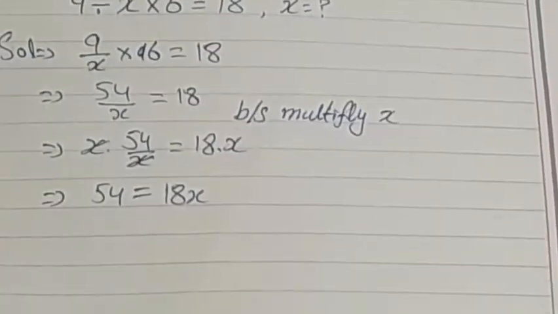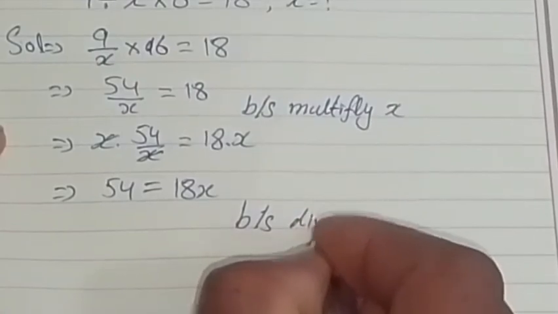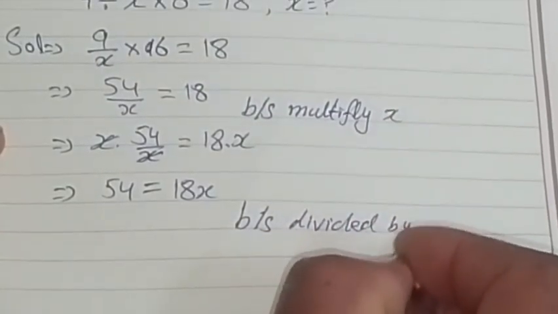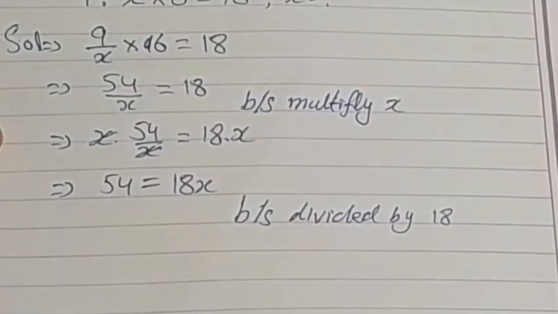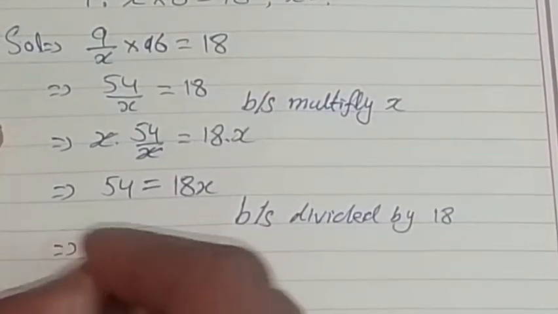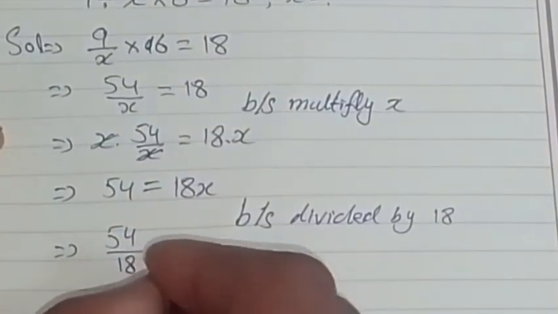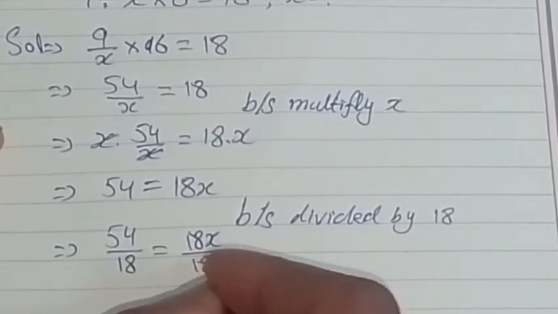Now both sides divided by 18. Now 54 divided by 18 equal to 18x divided by 18.